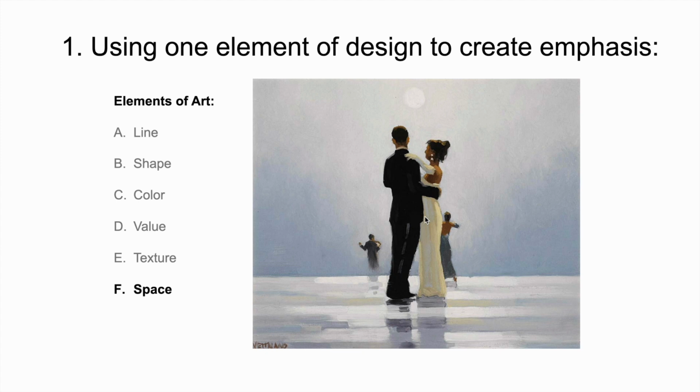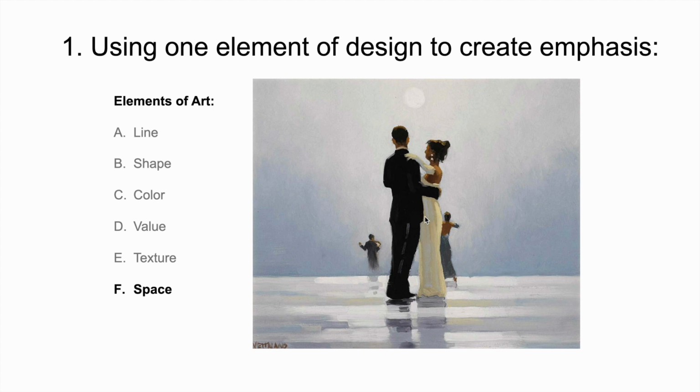And then next we have space. Now space is what you just did with your cityscape, where you have things that appear in the foreground and background. And here you have a background with people, but the couple in the foreground, they're larger, they appear closer to us, and for that reason they kind of get more emphasis than everything else. So those are all examples of how to use one element of design to create emphasis.